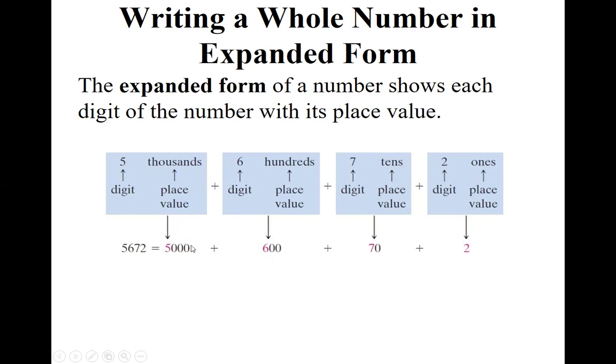So expanded form shows the digit 5 as 5,000 to represent the place value. And then plus the digit 6 is written 600 to represent the place value of hundreds. The digit 7 is written as 70 to represent the place value of 7 tens. And the digit 2 is just written 2 because it's 2 ones, just 2.